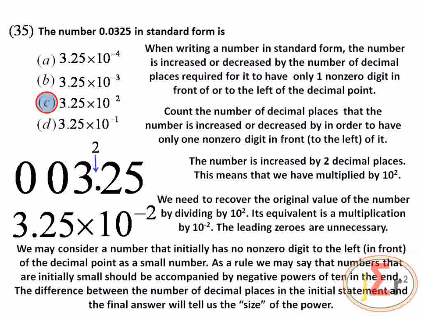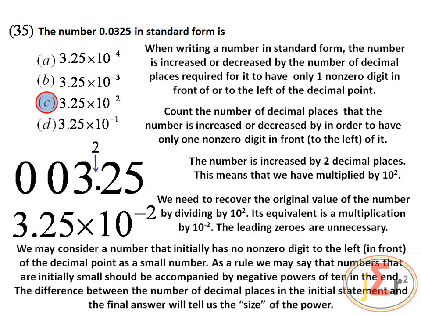We may consider a number that initially has no non-zero digit in front of the decimal point as a small number. As a rule, numbers that are initially small should be accompanied by negative powers of 10 in the end. The difference between the number of decimal places in the initial statement and the final answer will tell us the size of the power.